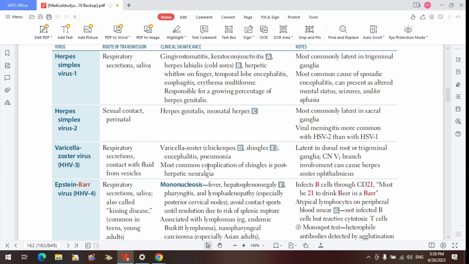It stays latent in two areas. It can stay latent in the dorsal root ganglion of the spinal cord, or in the trigeminal ganglia of the head. So they don't stay in the sacral area. They stay in the trigeminal or the dorsal root. Now, when they are latent there and there's immunosuppression, there's a reactivation. So let's say it's coming out from the dorsal root ganglion of the thorax. It's going to move from the ganglion at the spinal cord towards the side, to the skin.